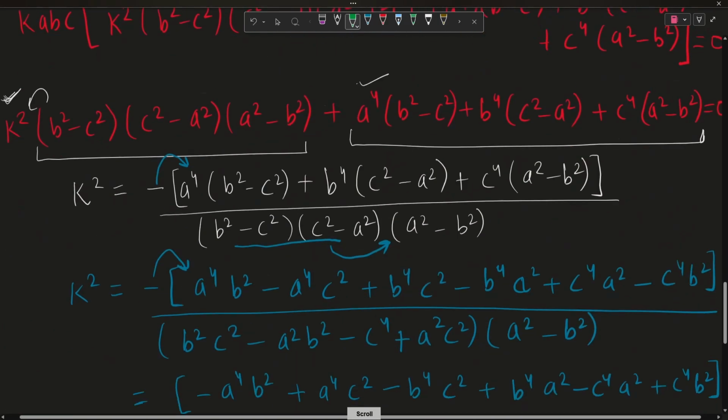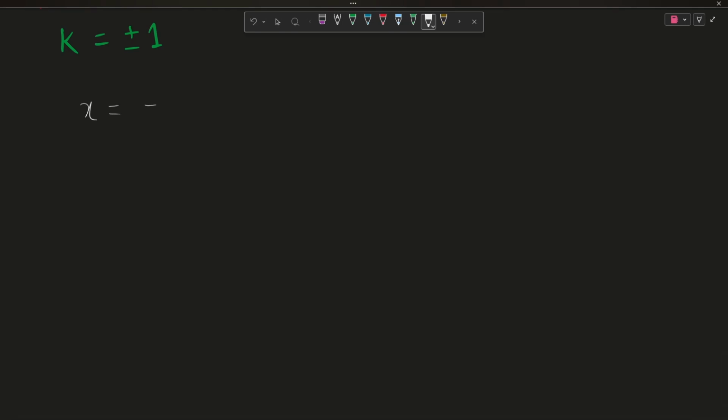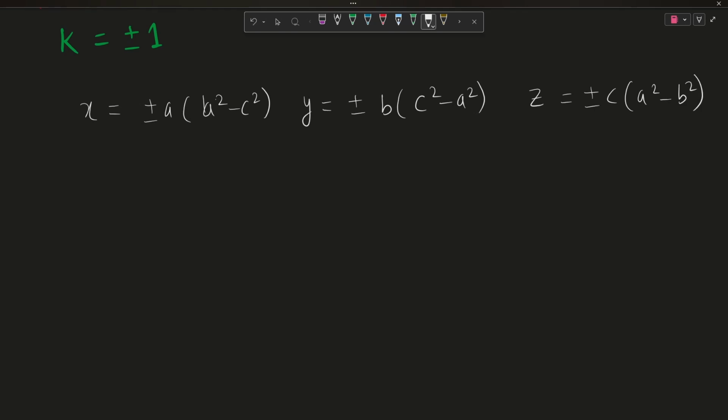So our answer for the problem that we have discussed, example number 3, will be x is equal to plus minus a into b square minus c square, y is equal to plus minus b into c square minus a square, and z is equal to plus minus c into a square minus b square.